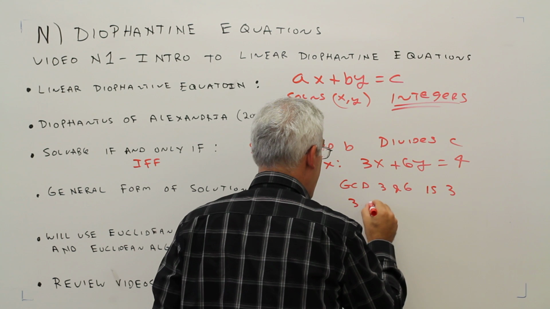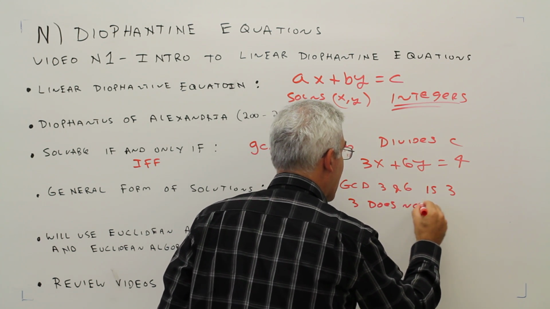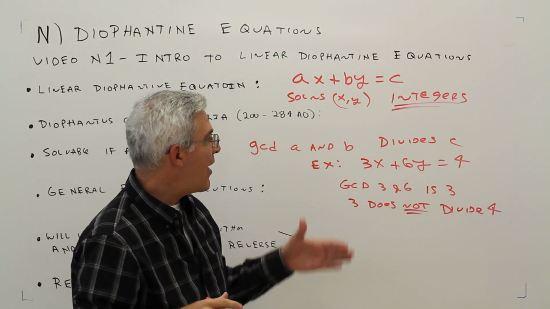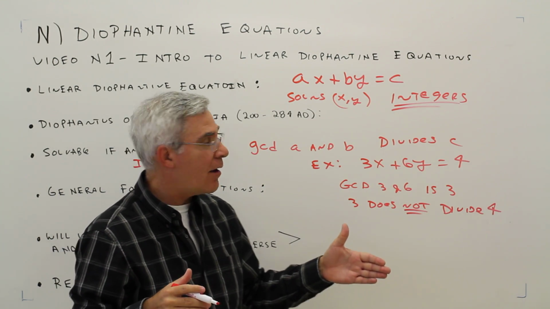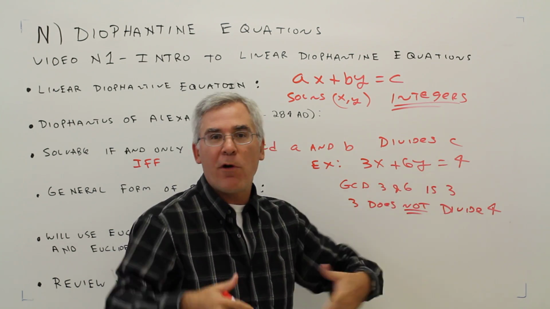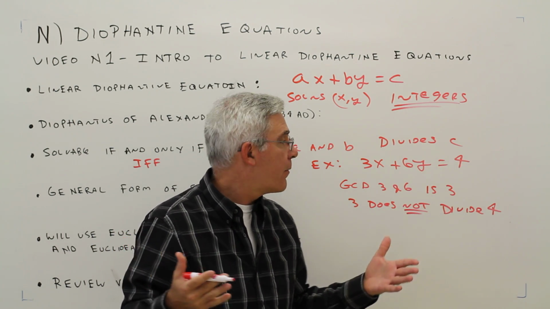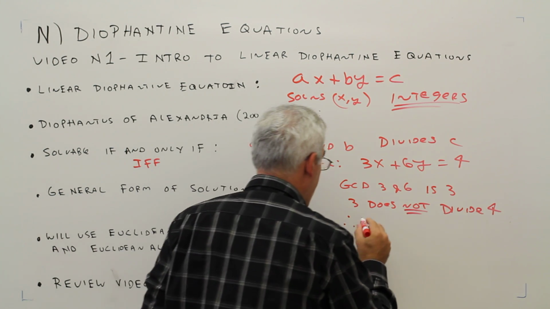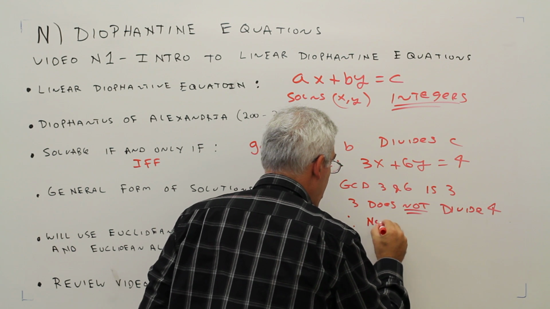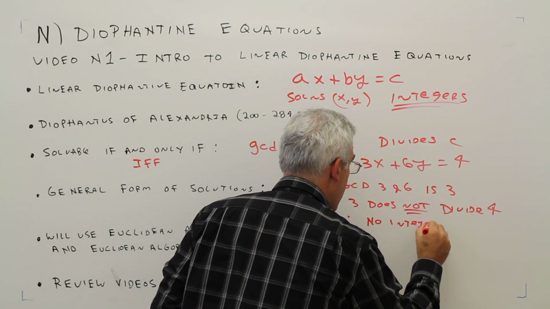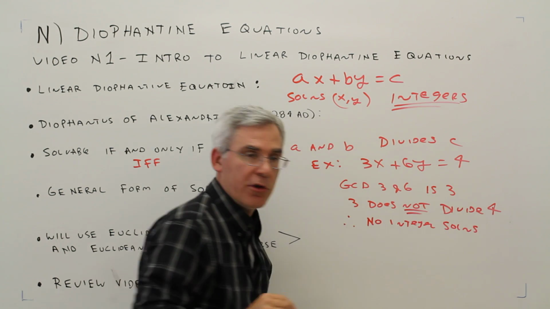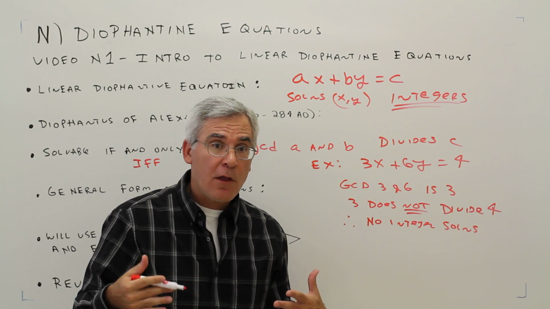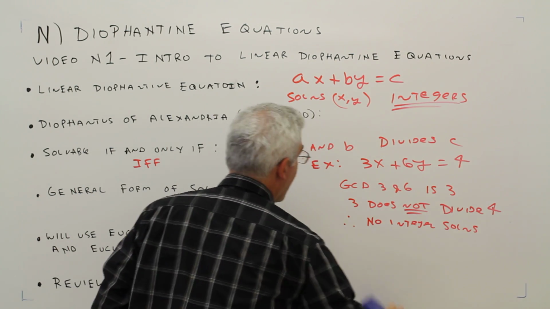However, 3 does not divide 4. When we say does 3 divide 4, we mean is 4 a multiple of 3, basically. And the answer is no. Therefore, those 3 dots mean therefore, there are no integer solutions. If there are solutions, there will be infinitely many. And so let's talk about that now.